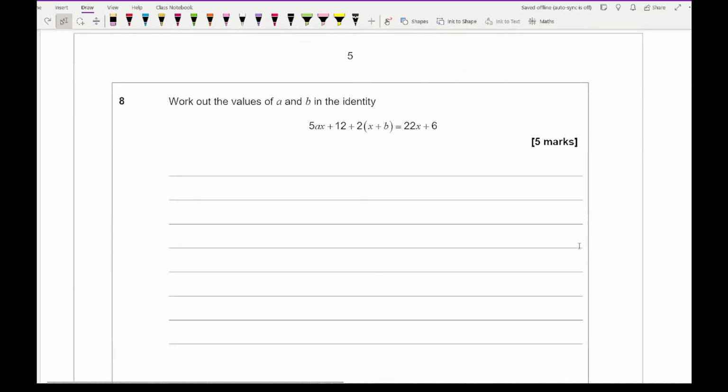Moving on to question 8, it says work out the value of a and b in this identity. So here what we need to do is expand and simplify this left hand side. If I just write that down, and then expand the brackets, I get 2x plus 2b. Now that is the equivalent of 22x plus 6.